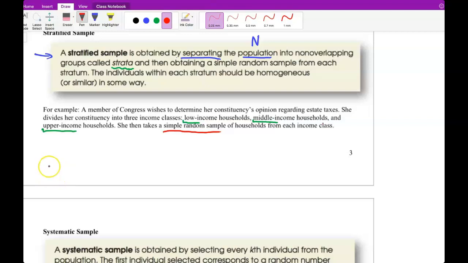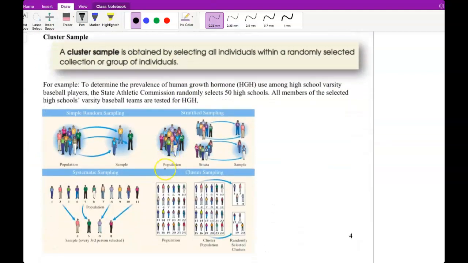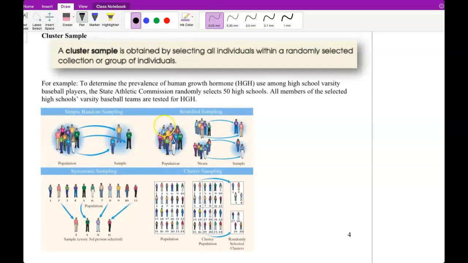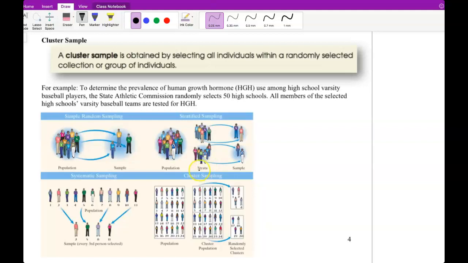Okay, so let's try that one. In total, this is the population. Let me write that here. I have many individuals here, and I'm not sure how many. Let me show you that part here. This is stratified sampling. So this is the population, and I'm going to divide it into groups to have strata.